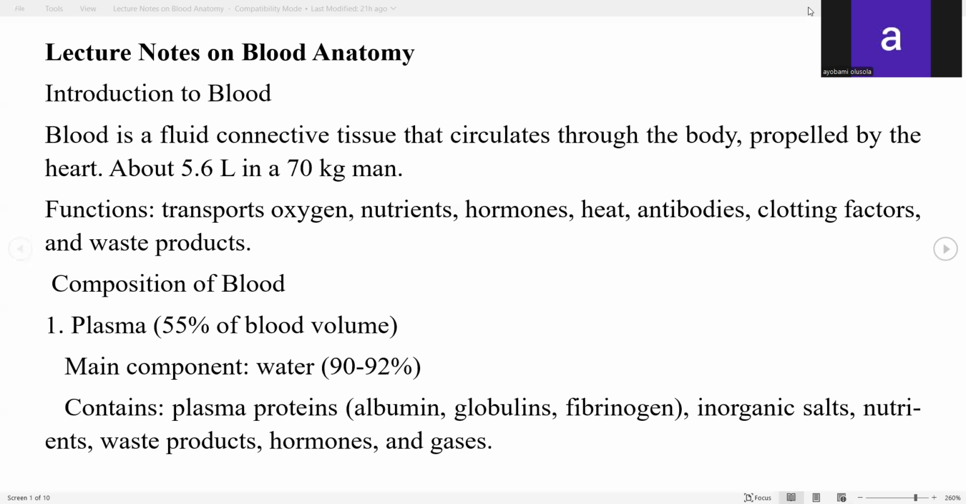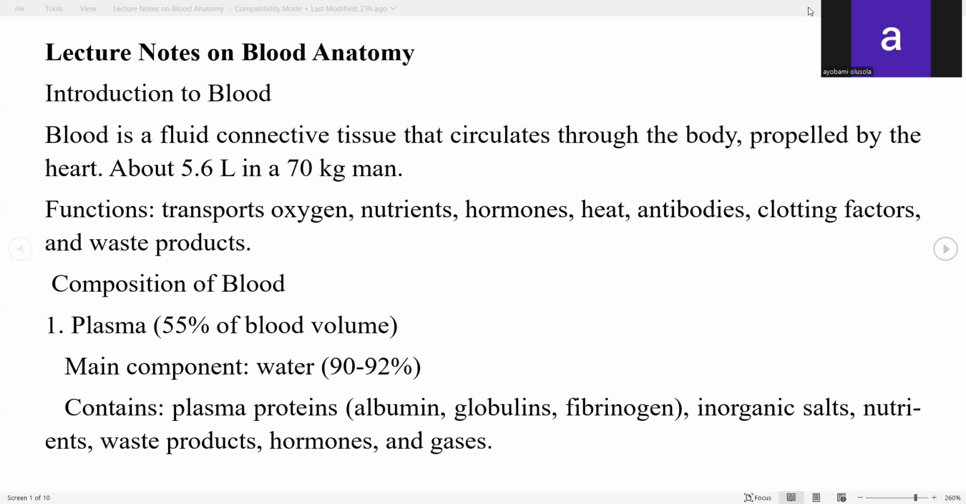The blood has the liquid portion that we refer to as the plasma, and it has the cellular components: the red blood cell, the white blood cell, and the platelet. So the plasma is about 55% of blood volume, and the main component of the plasma is water. Plasma is about 90% water. Now, plasma itself contains plasma proteins too in the water. So it's a form of colloidal solution.